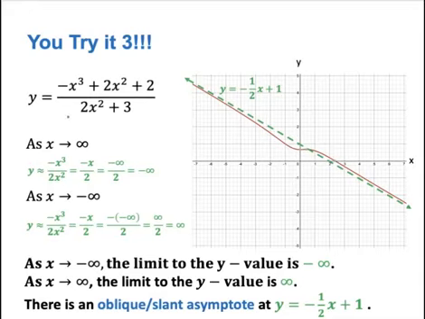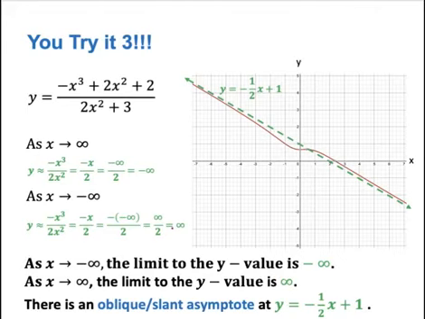If you use the horizontal asymptote trick, we get rid of all the terms that have lower powers, and so we're just left with negative x cubed over 2x squared. When you simplify that, that's going to give you negative x over 2. Now, as x approaches positive infinity, if you plug infinity in there, you're going to have negative infinity over 2, which simplifies to negative infinity. As x moves towards negative infinity, then you plug in negative infinity, you have negative times negative, which gives you positive infinity over 2, which just simplifies to positive infinity.